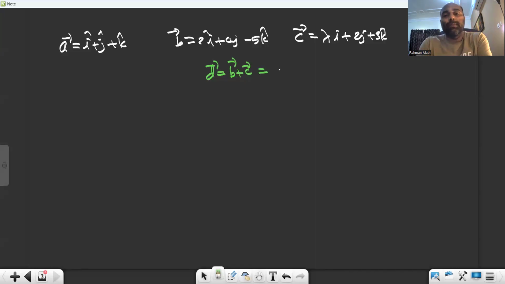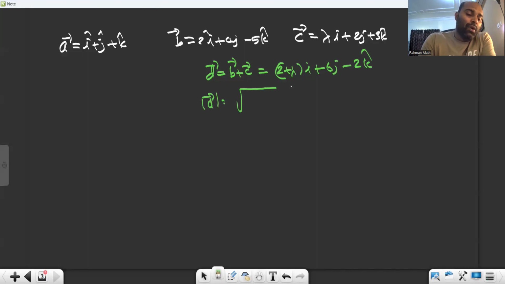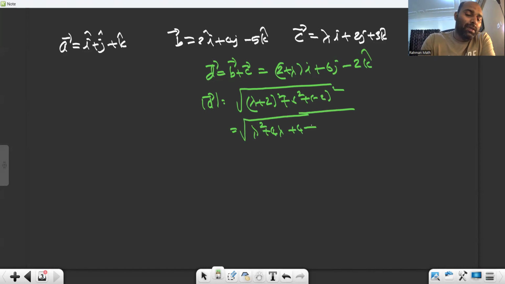Then you have to find D vector. This will be (2 plus lambda) i plus 6j minus 2k. Anybody have any step doubt, you can ask me. Therefore, magnitude of D is root of (lambda plus 2) whole square plus 6 square plus (minus 2) square, that is lambda square plus 4 lambda plus 4, plus 36 plus 4. So the magnitude of this one will be root of lambda square plus 4 lambda plus 44.